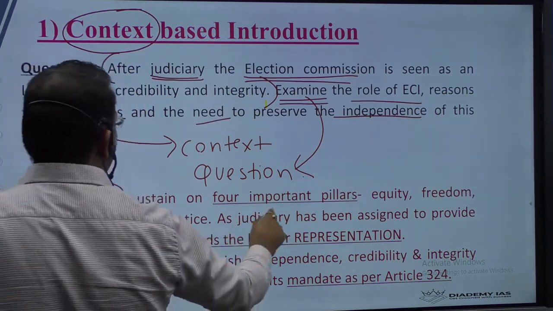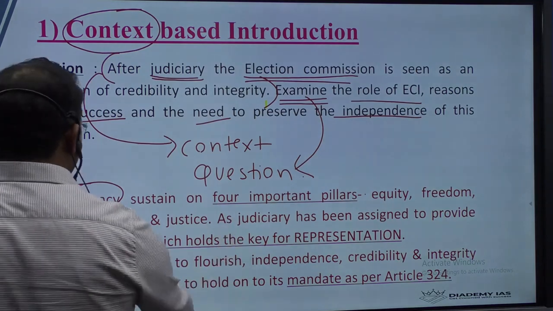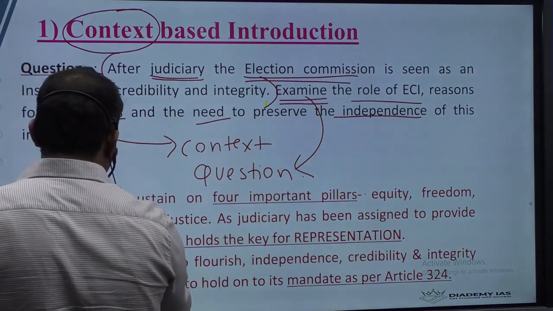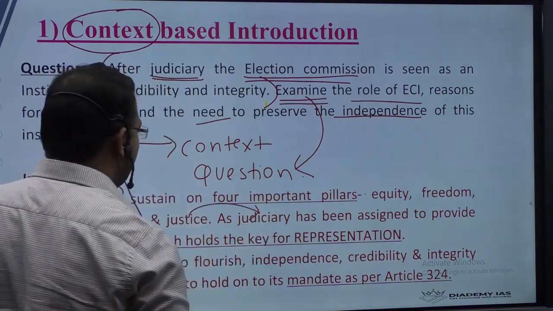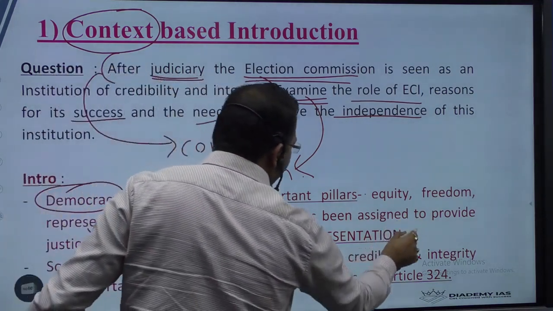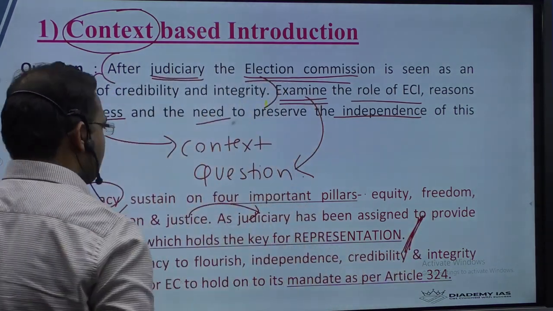And there are four pillars of democracy: equity, freedom, representation, and justice. Out of which, representation is taken care of by the election commission, and justice is taken care of by the judiciary. Right? So, till here, I can complete the introduction. After this, I might skip, not a problem. Okay?